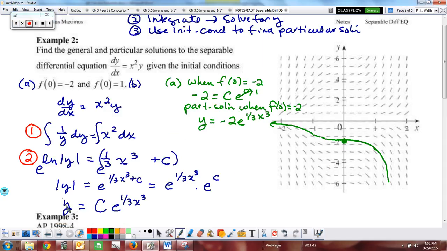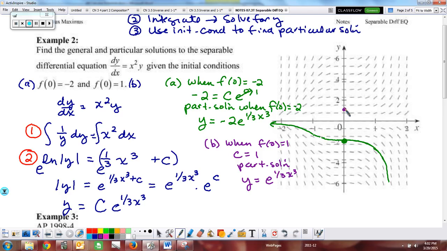All right, now the second one, just to be thorough here and do both parts. B, when your f of 0 equals 1, and again, partly the reason why we like this is because we're going to get c equal to 1. So your particular solution is going to be y equals e to the 1/3 x cubed, and that's going through 0, 1.